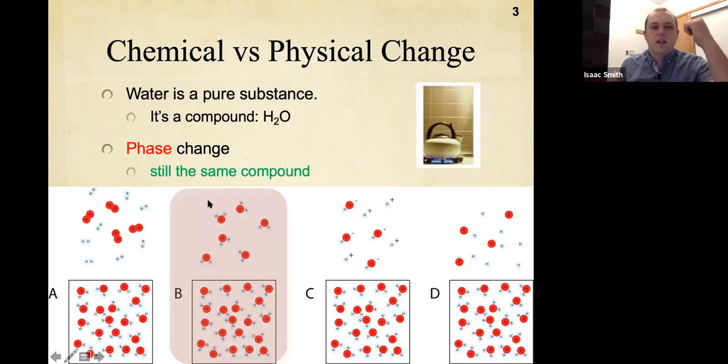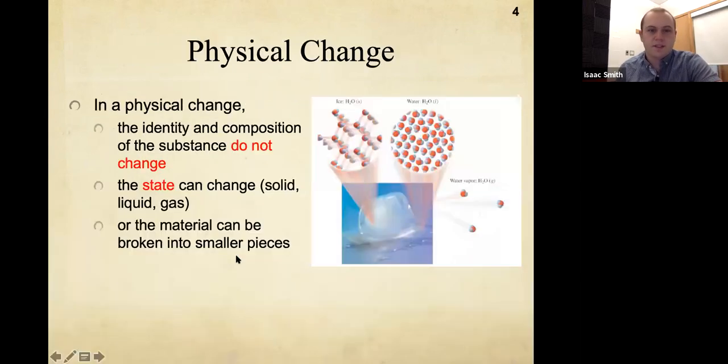Okay. So in a physical change, the properties might change. For example, with water, it goes from a liquid to a gas. That is a change. But since the molecule itself doesn't change, this is just a physical change, okay? Again, to recap physical changes, the identity and composition of the substance do not change. If you freeze water, you still have water molecules in the ice. They're just arrayed in a more crystalline structure. And when it turns into water vapor or steam, the molecules are much further apart than they were when they were a liquid, okay? So the state can change, solid, liquid to gas, or you can break the material into smaller pieces. Anytime the molecule itself doesn't change, that's a physical change, right?